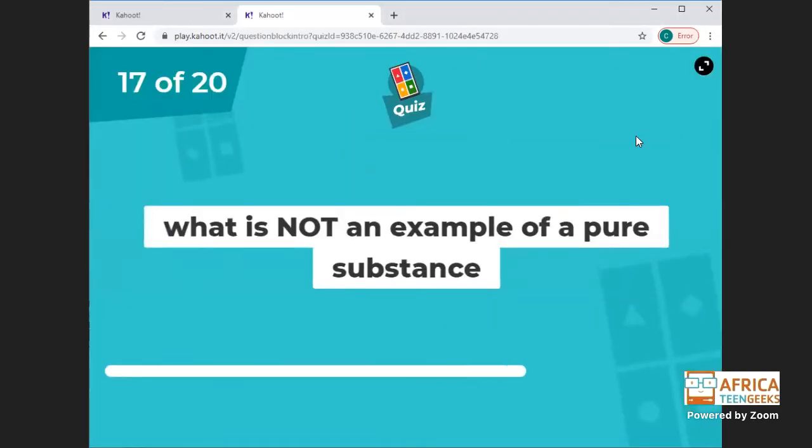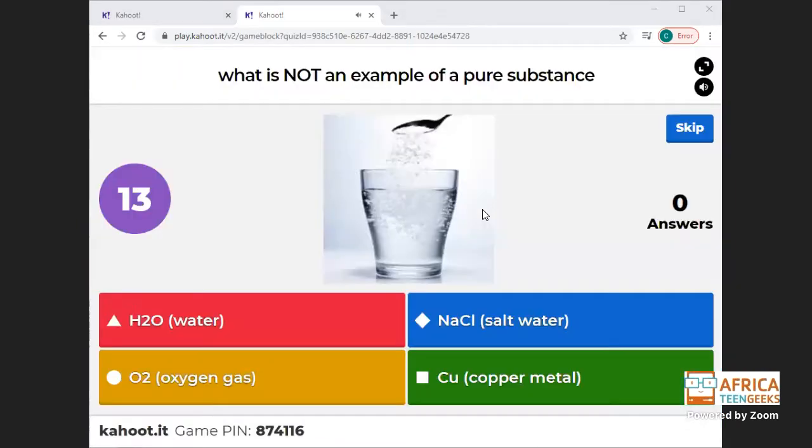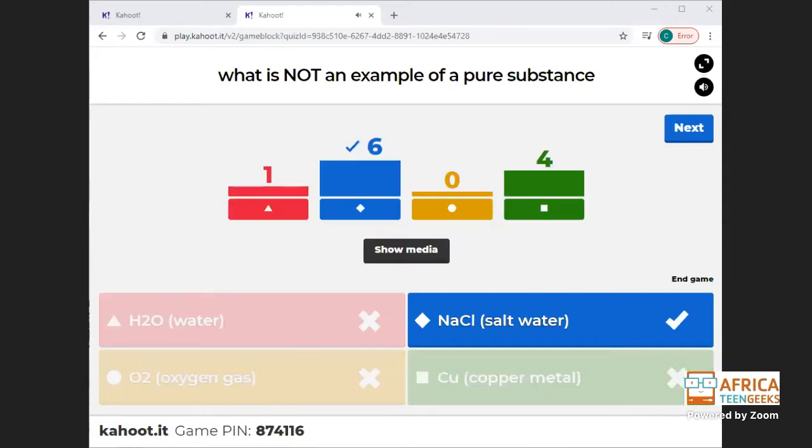Next question. What is not an example of a pure substance? It is salt water, and I think most of us got it.